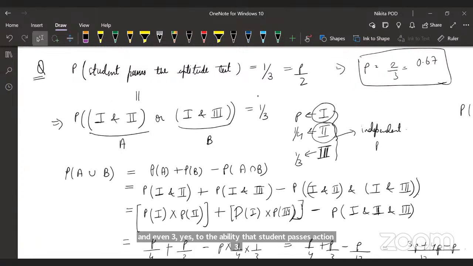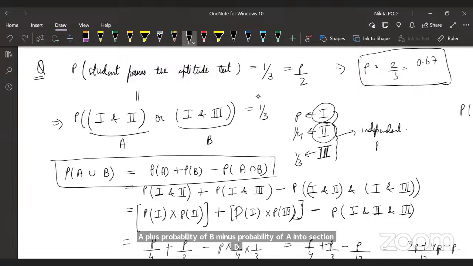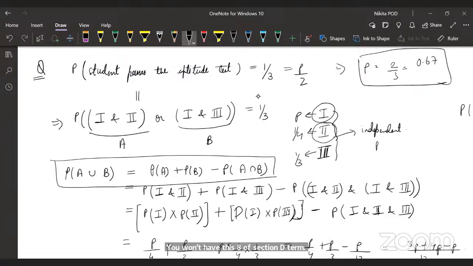But why we subtracted, this is the addition rule, right? This is the addition rule that you have seen before. The probability of A union B is always the probability of A plus the probability of B minus the probability of A intersection B. You won't have this A intersection B term only when the events A and B are disjoint. But in this case, you can see that events A and B are not disjoint. This information is not given to you in the question that A and B are disjoint. So you need to subtract A intersection B from A plus B.